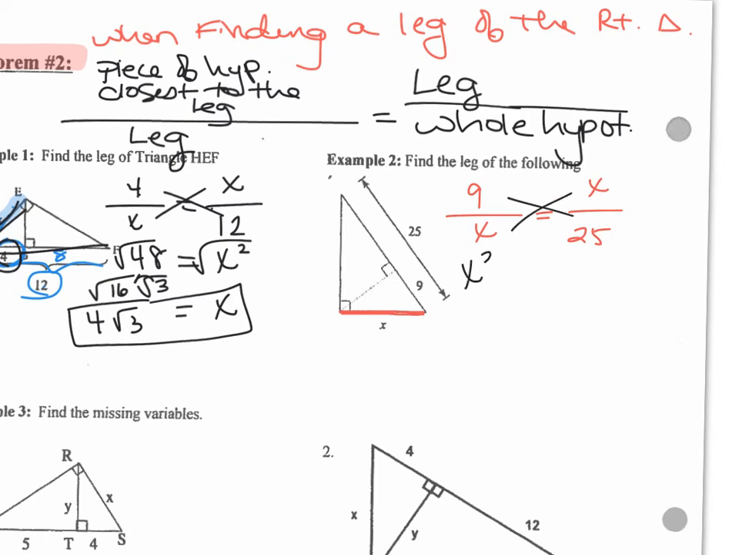X times x is x squared. 9 times 25, what's that? 225. I'm now going to square root both of these. The square root of 225 is 15. So x equals 15.